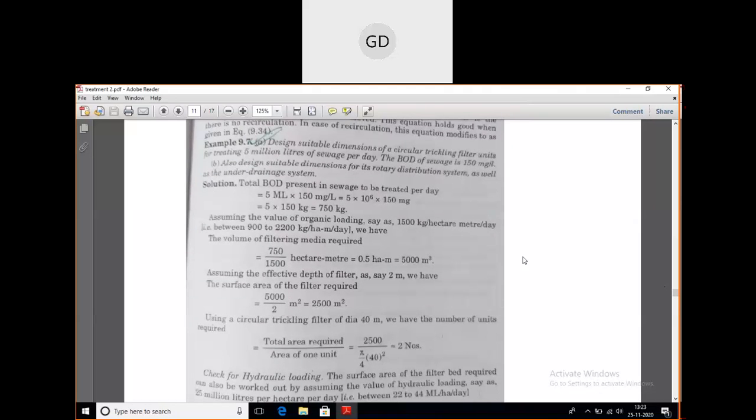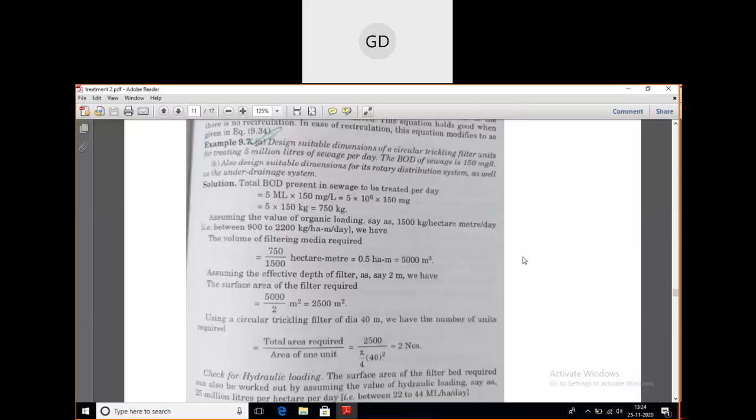So the question is: design suitable dimensions of a circular trickling filter unit for treating 5 million liters of sewage per day. The BOD of sewage is 150 milligram per liter. So the task of the question is to design the circular trickling filter.